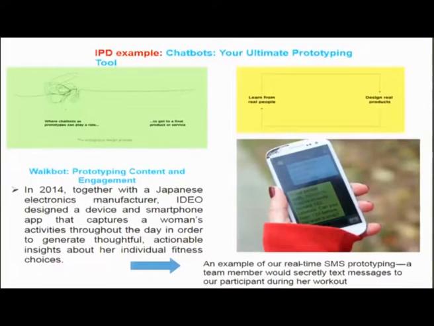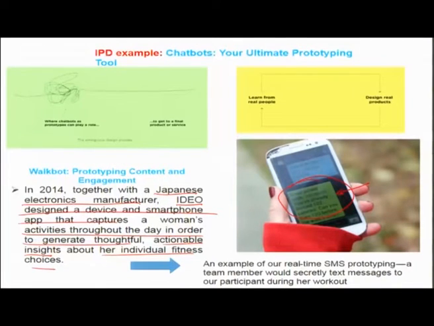For example, I was just talking a few minutes back about IDEO's tie-up with a Japanese electronics manufacturer who designed a device and smartphone app that captured a woman's activities throughout the day. The idea was to generate thoughtful, actionable insight about her individual fitness choices. This is an example. An SMS coming out of the device says, "Great power walk. You've already burned 102 calories. Can you burn 120 before the walk's over?" So this is an example of a real-time interacting system on the ordinary cell phone, which can only be possible through some kind of a web app.